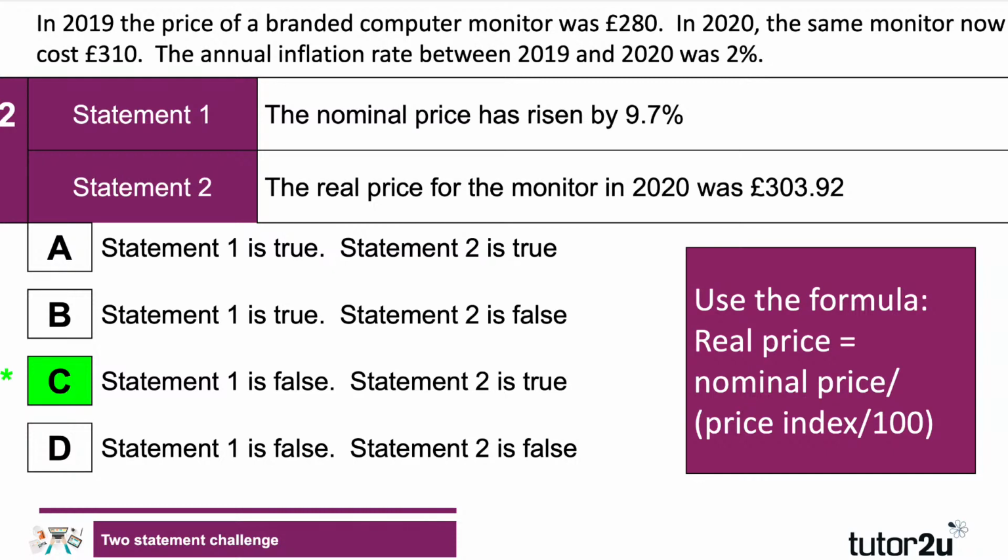So the correct answer was C. We'll have a quick talk through that. So the nominal price has risen by 9.7%. That was statement 1. So why is that false? As we've talked about before with the percentage change, when we're finding out the percentage change of £280 to £310, what we do is we find the difference, which is £30, and then divide that by the original figure. So don't make the mistake of dividing 30 by 310.